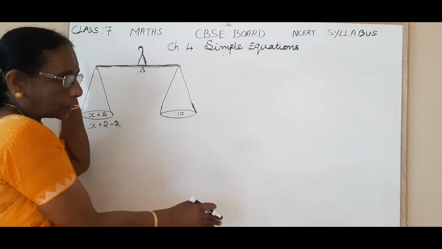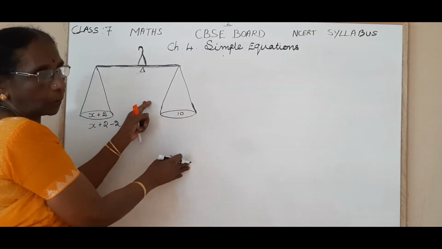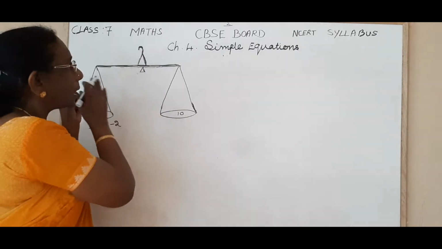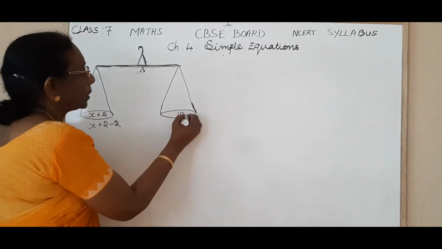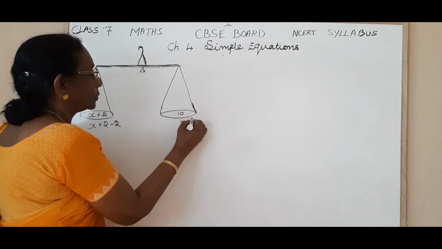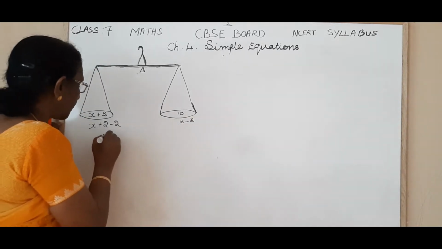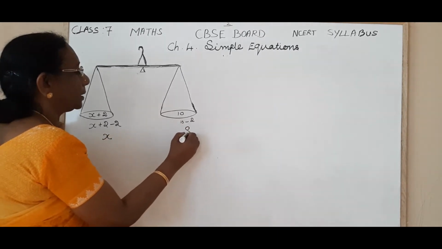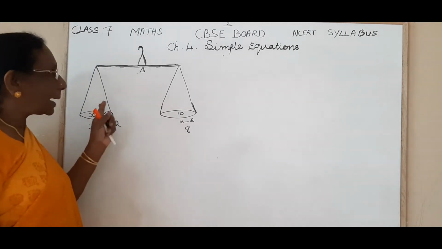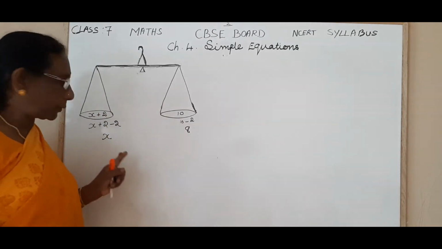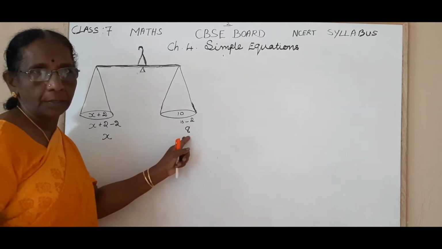Otherwise, what will happen? This will be less and this will be more. Okay, the balance will not be in the equal position. So here also you have to take 2. Isn't it? Now 2 minus 2, 0. So what do you get? X is equal to 8. Have you understood? This is the way we have to solve the equation. Now we have calculated the value of x. What is it? 8. Isn't it?